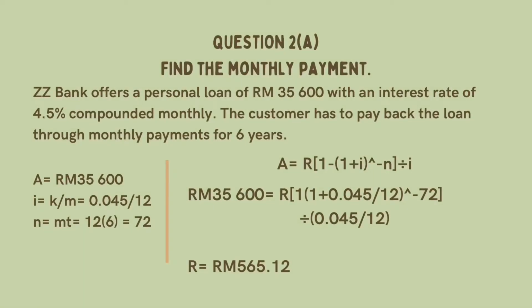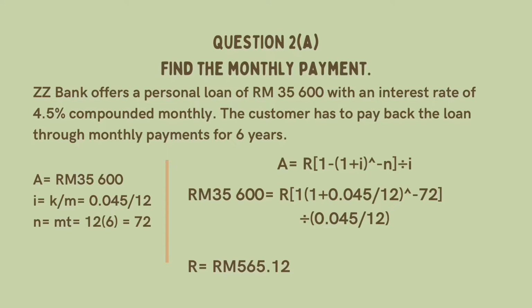Zag Bank offers a personal loan of RM35,600 with an interest rate of 4.5% compounded monthly. The customer has to pay back the loan through monthly payments for 6 years. The question is to find the monthly payment.